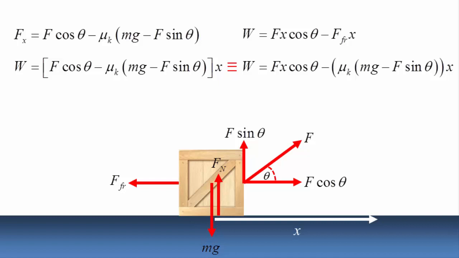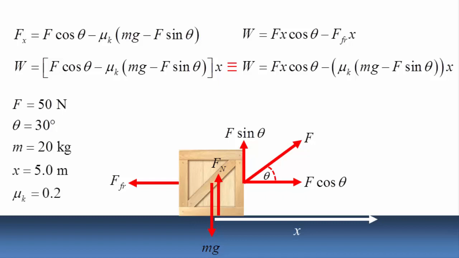Finally, as an exercise, calculate the net work done on the crate when a force of 50 newtons is applied at an angle of 30 degrees to the crate, and the crate's mass is 20 kilograms. The crate is displaced by 5 meters, and the coefficient of kinetic friction between the crate and the ground is 0.2.